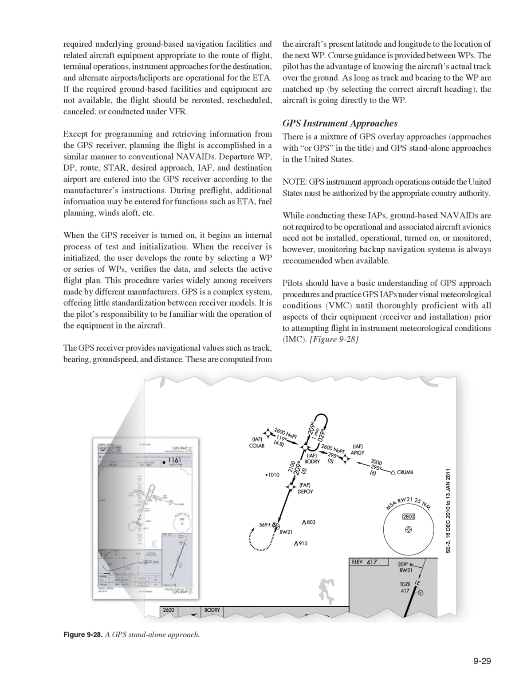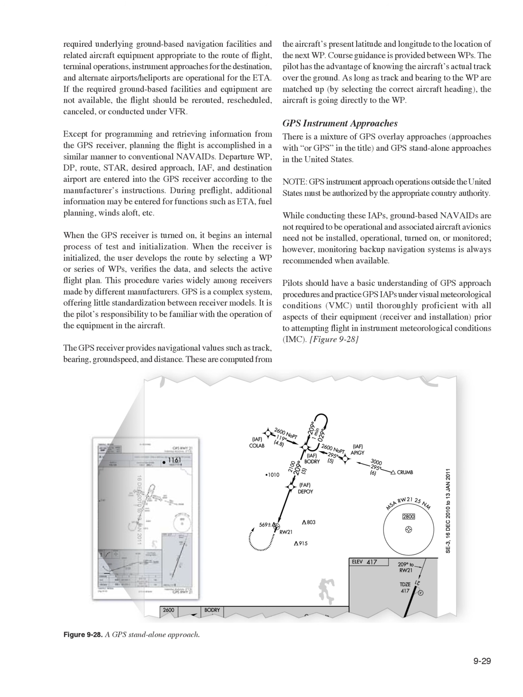When the GPS receiver is turned on, it begins an internal process of test and initialization. When the receiver is initialized, the user develops the route by selecting a WP or series of WPs, verifies the data, and selects the active flight plan. This procedure varies widely among receivers made by different manufacturers. GPS is a complex system, offering little standardization between receiver models. It is the pilot's responsibility to be familiar with the operation of the equipment in the aircraft.